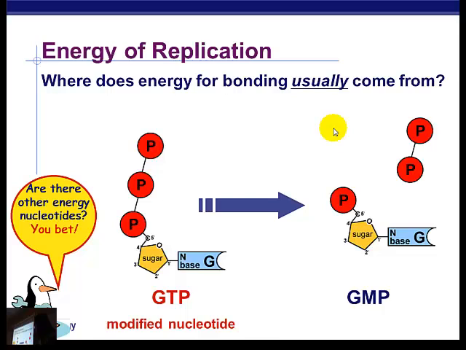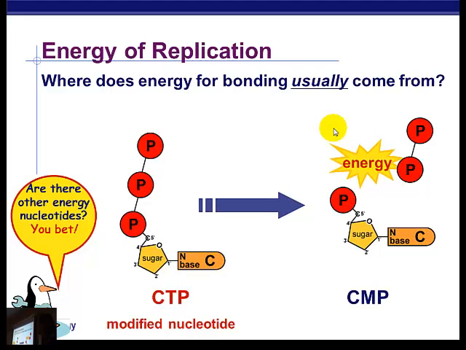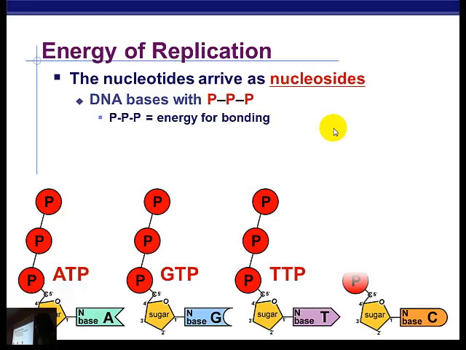Okay, so here, same thing with G. See that? GTP broke off a couple phosphates, and it made a nucleotide, GMP. Here's another one. Same thing. You guys get the point? Nucleotides arrive as nucleosides, which are DNA bases with 3 phosphates. We can use these phosphate bonds to help create our phosphodiester bonds. We need energy to do that.